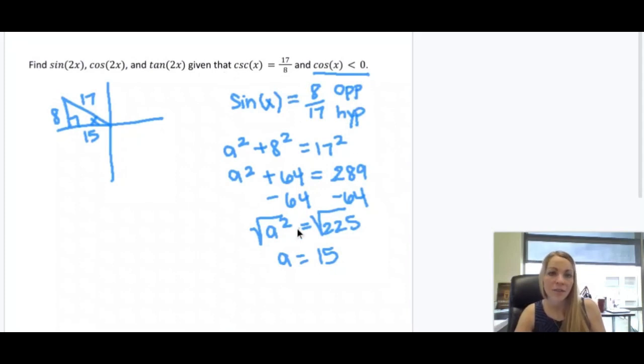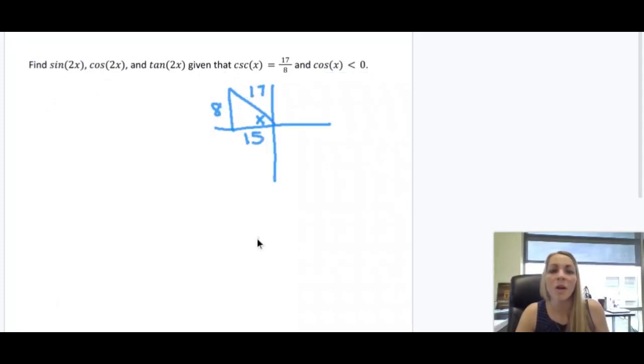I'm going to clear this for space. Okay, so there's one last thing we need to add to this triangle. Since cosine is negative, this 15 also has to be turned negative. So don't forget this piece, or else you'll probably be getting a half point off if you have this on a test or something. So now what I'm going to do is I am going to find the sine of 2x.